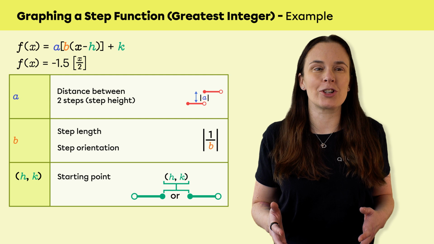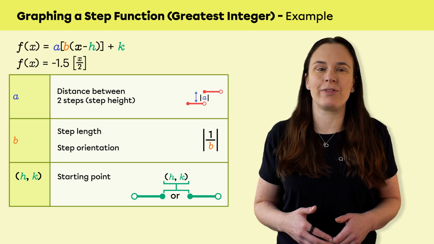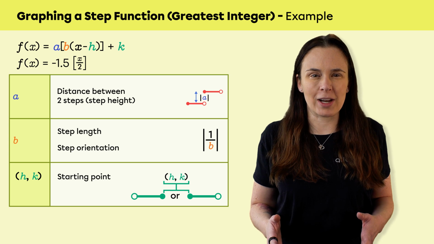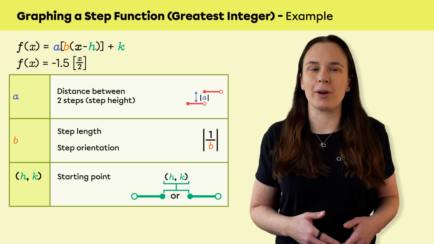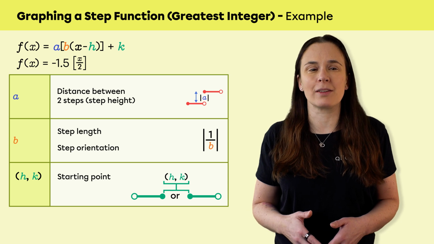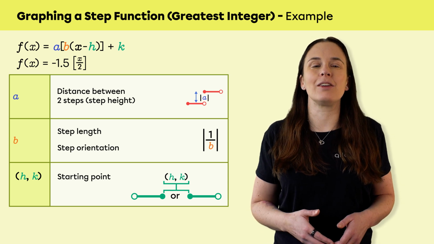Let's graph the step function f of x equals negative 1.5 times the greatest integer of x over 2. Before starting, let's identify the 4 parameters. We'll write this important information in the table so you can graph the function more easily. Here, a equals negative 1.5.